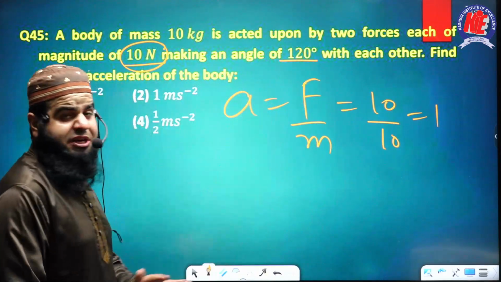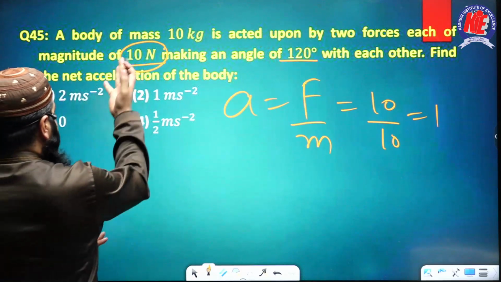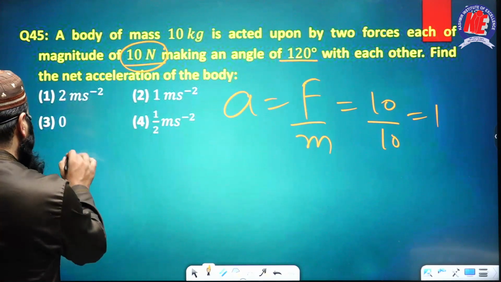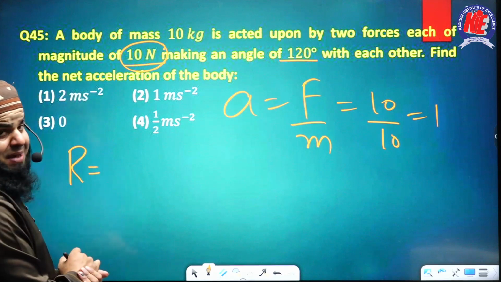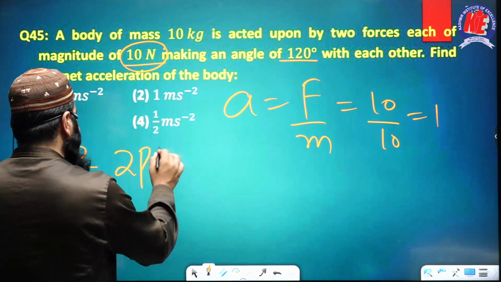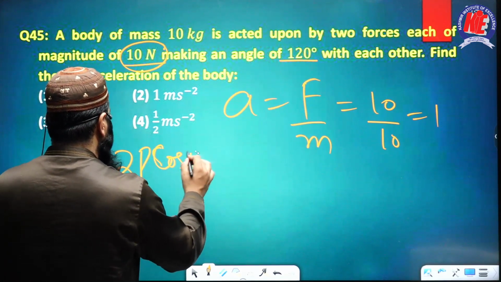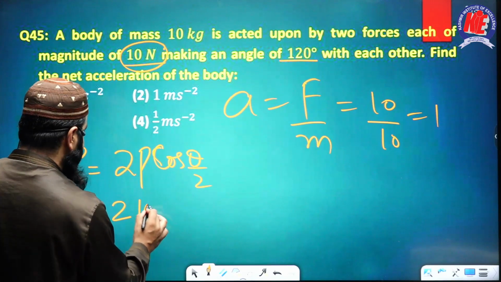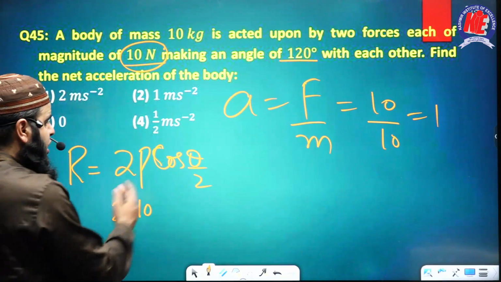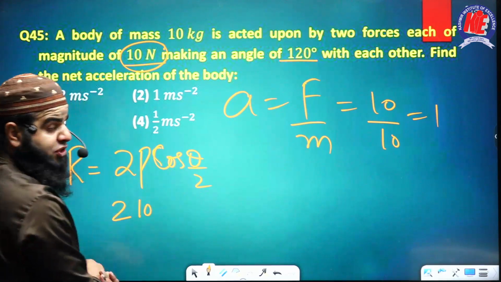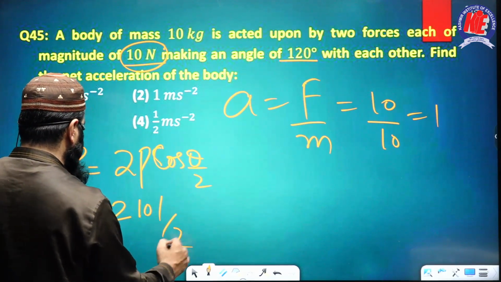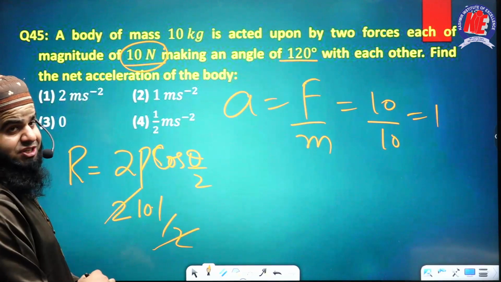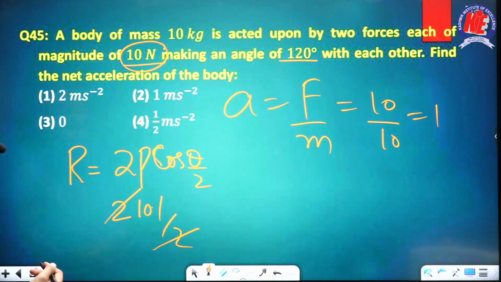अब अगर net force की calculation में दिक्कत आई, एक बात तो पक्की है, दोनों का magnitude 10. Recall the resultant of the vectors when the magnitudes are equal, that's given by 2p cos theta upon 2. 2p, p आपको दिया गया है 10, that's the magnitude of the vectors. Theta was 120, 120 by 2 is 60, cos 60 is 1 upon 2, 2 and 2 will end with the 10. So that was from this session.